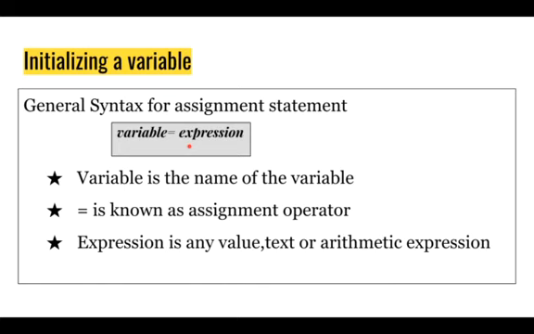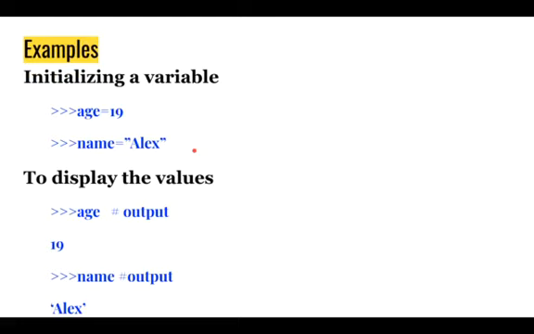Text means you can give any text within double quotes, hello. So that is a text. Or you can also give as expression another variable name, or it can be an arithmetic expression, that is, v is equal to 3 plus 4, that is an arithmetic expression, or v is equal to a plus b, that is another example for using an arithmetic expression. These are the examples of how to initialize a variable.